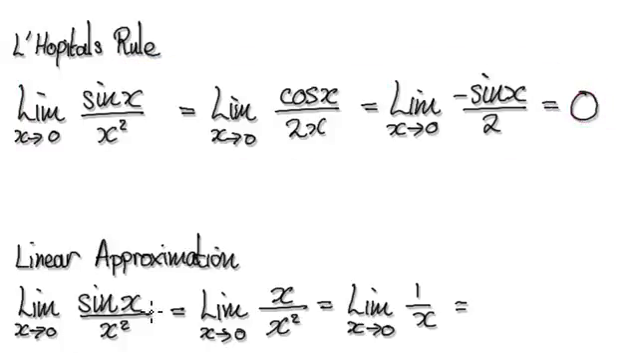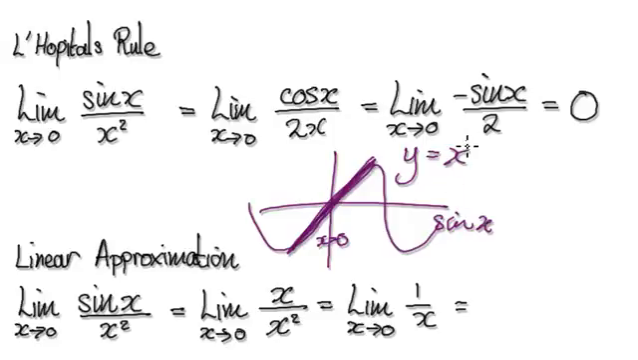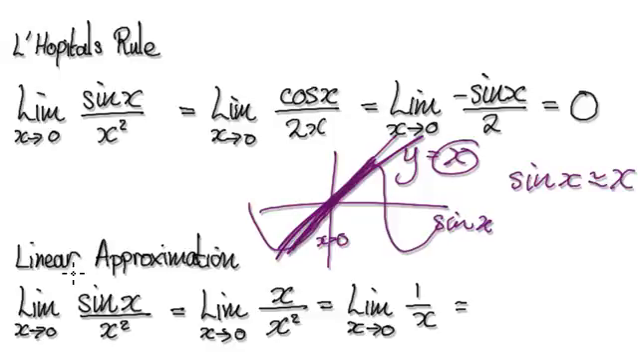Now let's use linear approximation. Remember, with linear approximation, our sine of x looks like this. Near x equals 0, we can approximate it to the y equals x line. So this here is sine of x, and this straight line here is x. So near x equals 0, sine of x is approximately x.